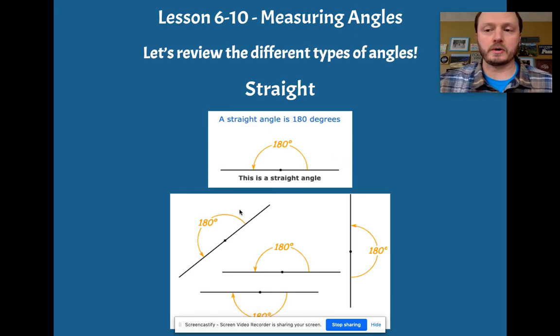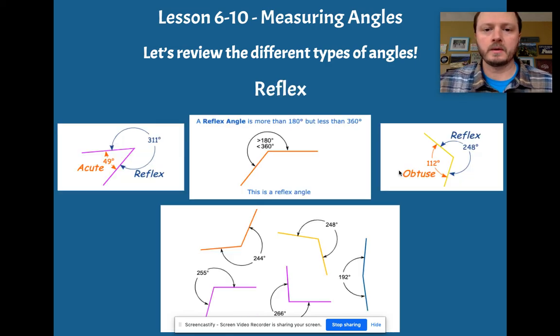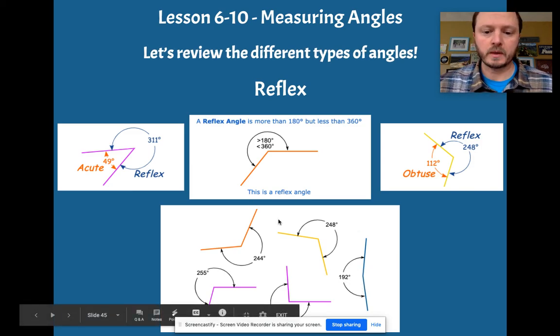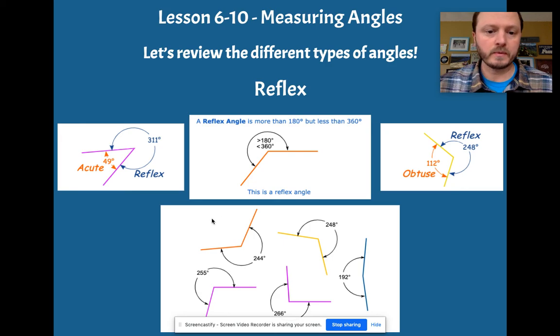Now, what's larger than a 180 degree angle? Do you remember the name of that one? Yes, a reflex angle. Anything larger than 180, but less than a full circle all the way around. A full circle would be 360. So a reflex angle could be 192 degrees. It could also be 248. So it could be the opposite sides of really any angle that is less than 180 degrees.